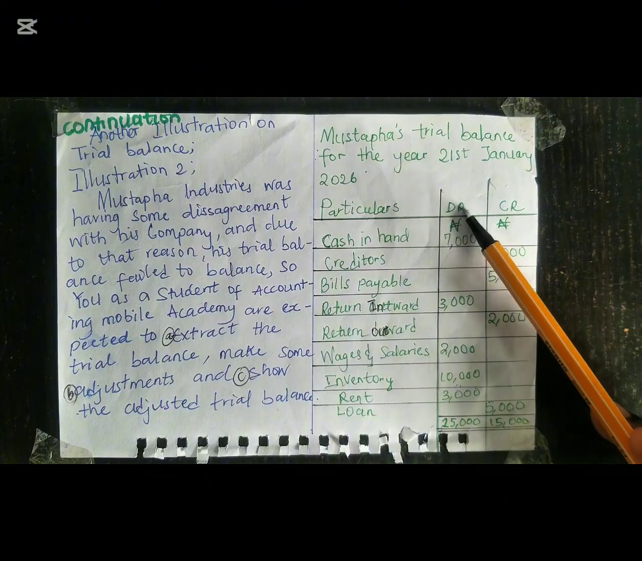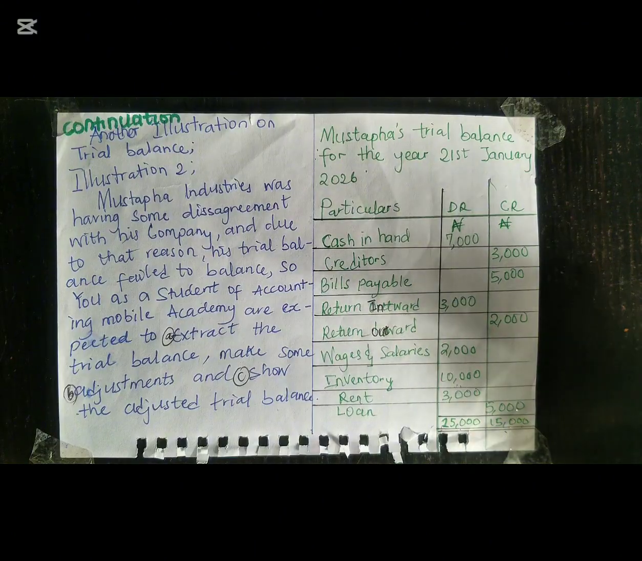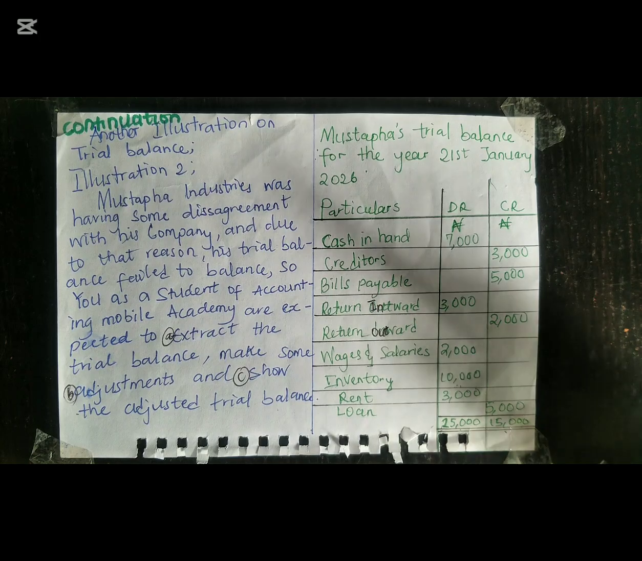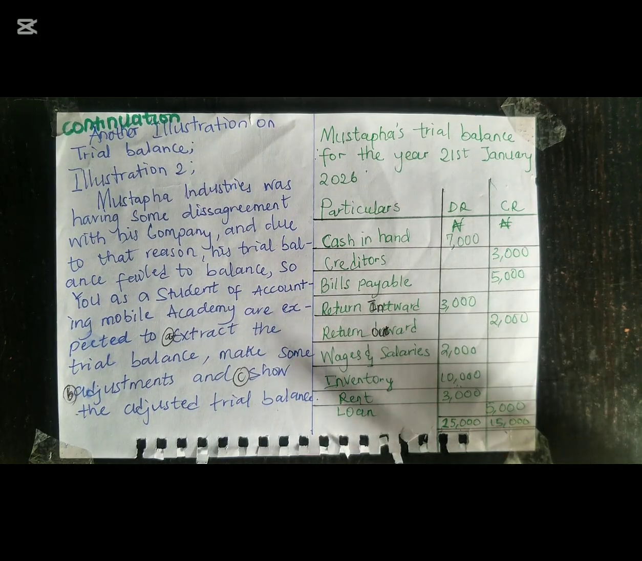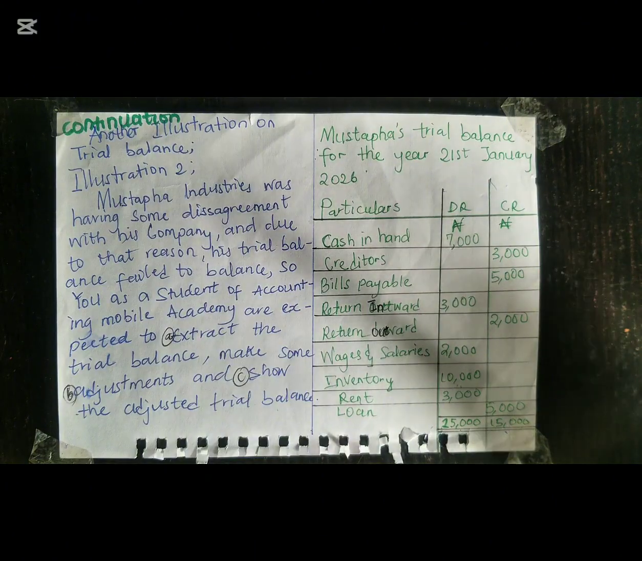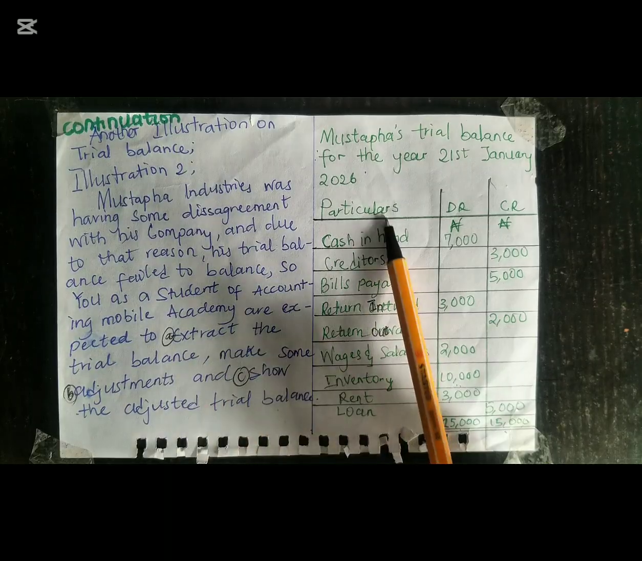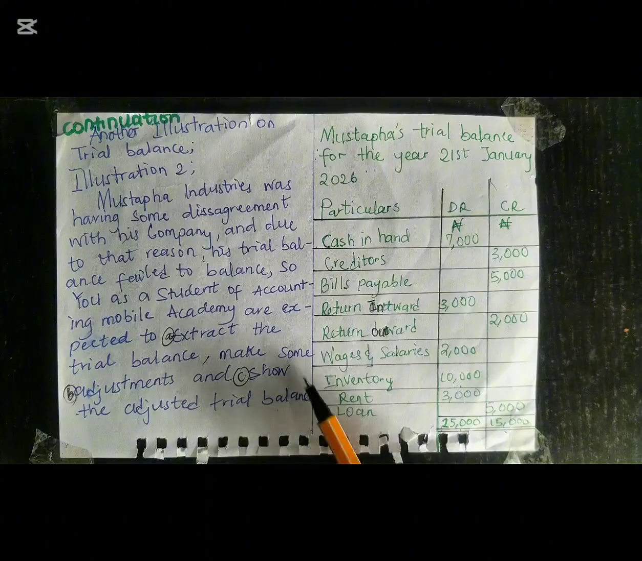For example, here we can see the debit side total is 25,000, and the credit side total is 15,000 naira. So it did not balance. It's not even that it's not balanced by like 2,000, it's off by like 10,000. So we have to make sure this trial balance actually balances, and we are given some additional information to make sure that it balances. So what you are required to do is first of all extract the trial balance, which is just like doing this, make some adjustments, and show the adjusted trial balance.